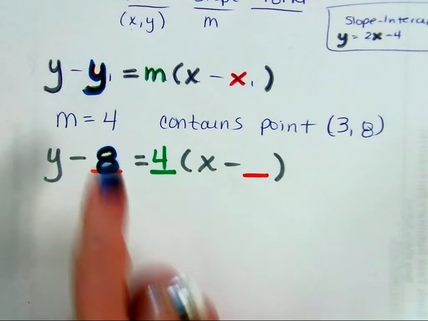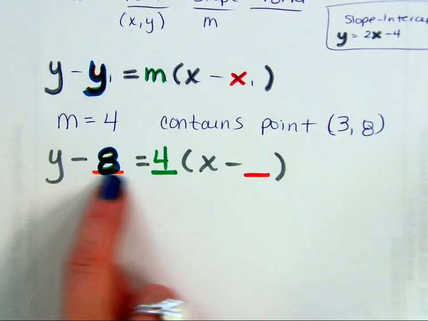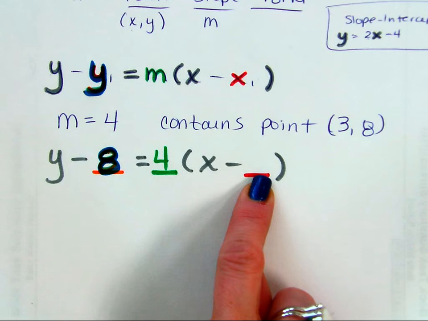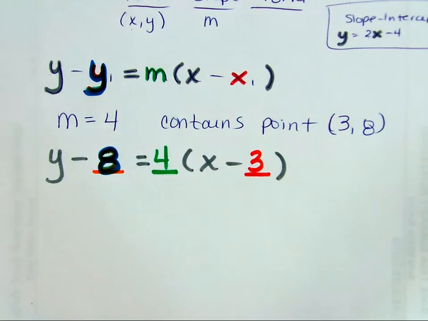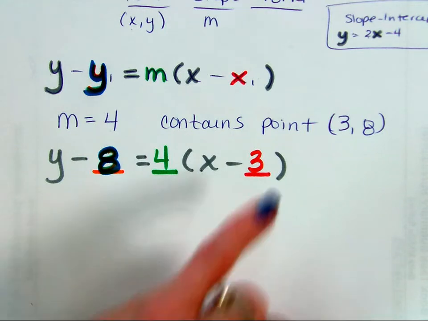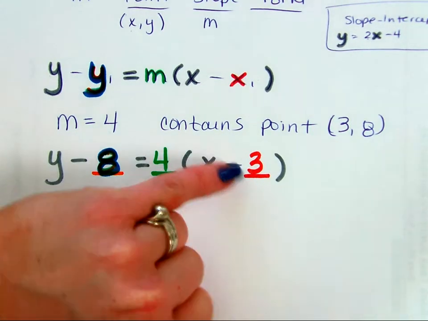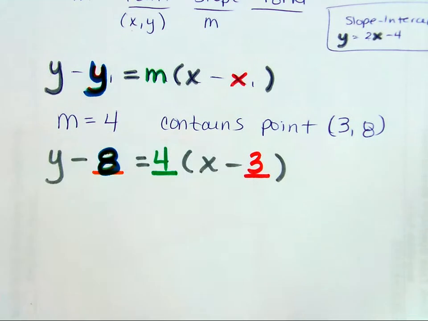So now, if that 8 goes there, then what goes here? The 3, right? Okay, I know what you're thinking. That 3 looks like it's a negative, but it's not. That x minus is part of the formula. Got it? Let's do another one.